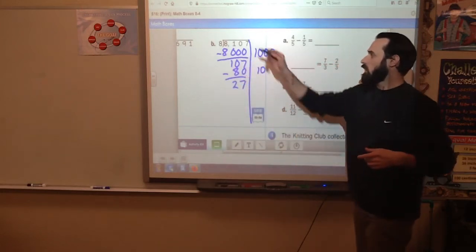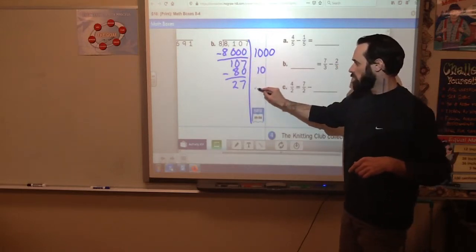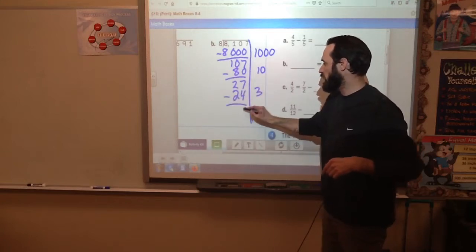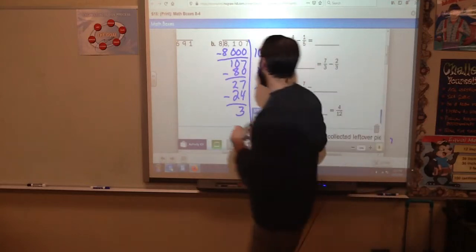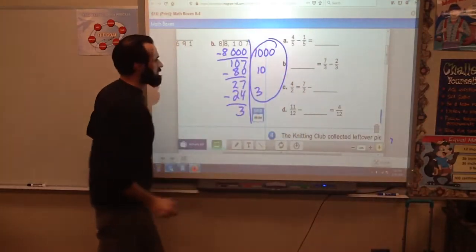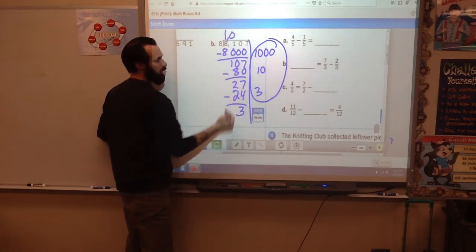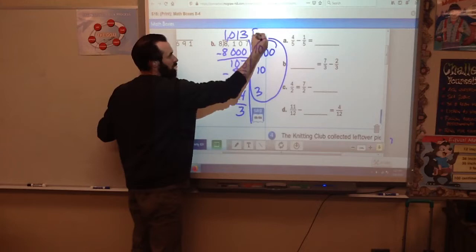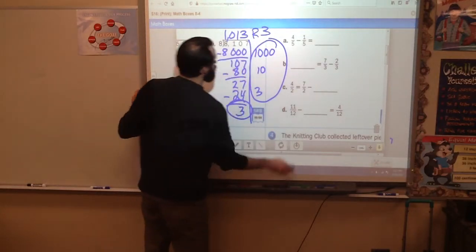Now we're thinking, what times 8 is 27? Well, if you count by 8s, it would be 3. 8 times 3 is 24, and we subtract 7 minus 4 is 3, 2 minus 2 is 0. So our answer here, when we add up on the side, is 1,000, no hundreds, and 13. Don't forget your remainder. We have a remainder of 3. So that's what you should have had there.